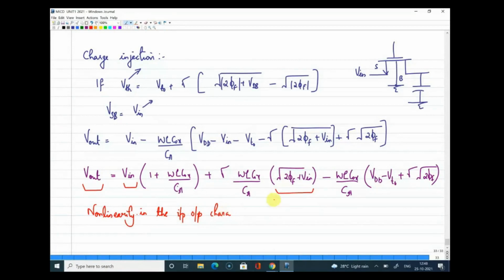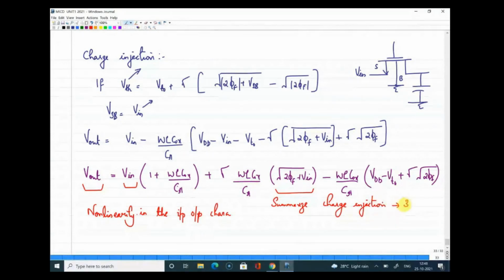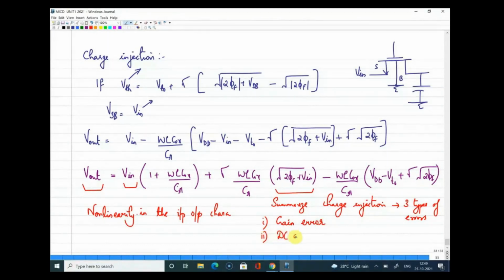So if I summarize the problems, if I summarize the charge injection discussion, I can say that charge injection will give three types of errors. One is what we have seen as the gain error: a non-unity gain error, where the expected gain is unity. Second is the DC offset. These two things we have seen in the previous class also. But today, looking at this expression, you can see that there is a non-linearity coming into the picture, because your output and input are not linearly related, rather they are non-linearly related.